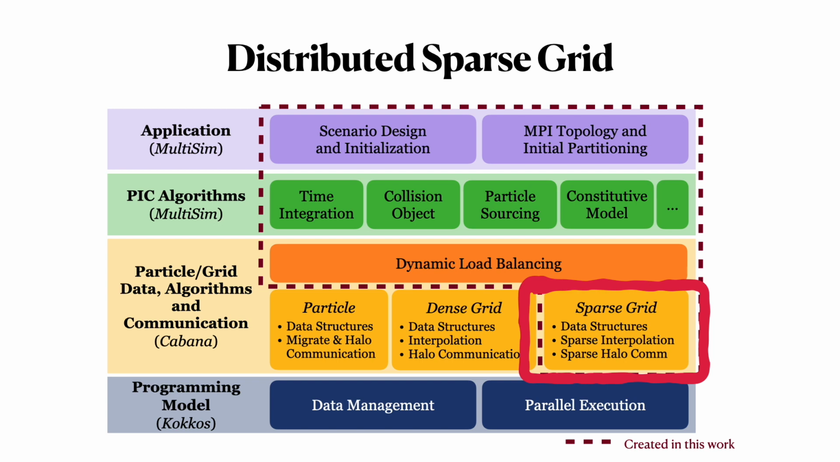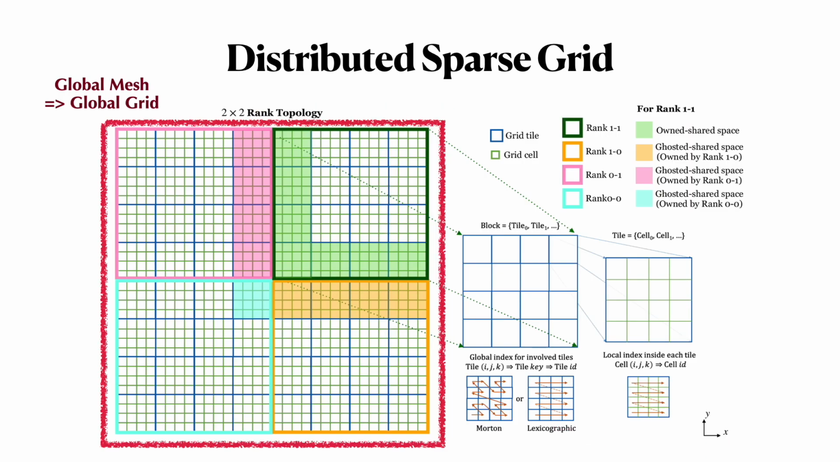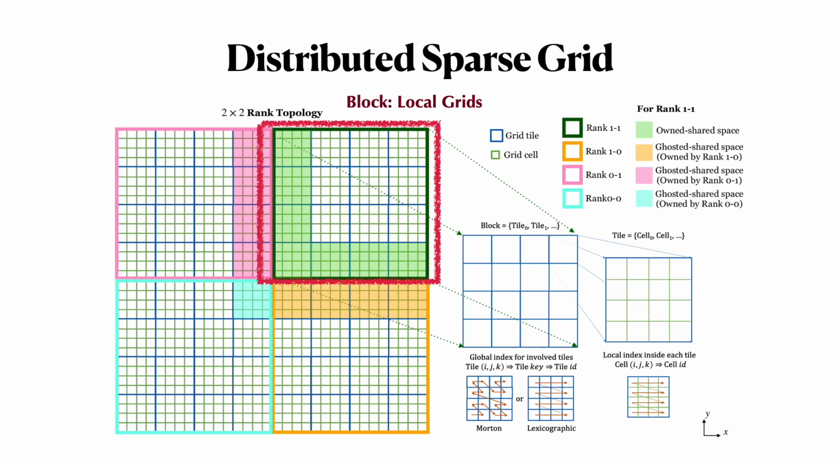First, for distributed sparse grids, we generate a hierarchical block tile cell representation of the simulation domain. We use global mesh to represent the actual position and size of the domain. The global mesh is transferred to a global grid representation according to the resolution requirement. Based on the partitioning strategy, the global grids are divided into blocks and distributed to multiple MPI ranks as their local grids. Each block is further divided into tiles with a user-defined number of cells.